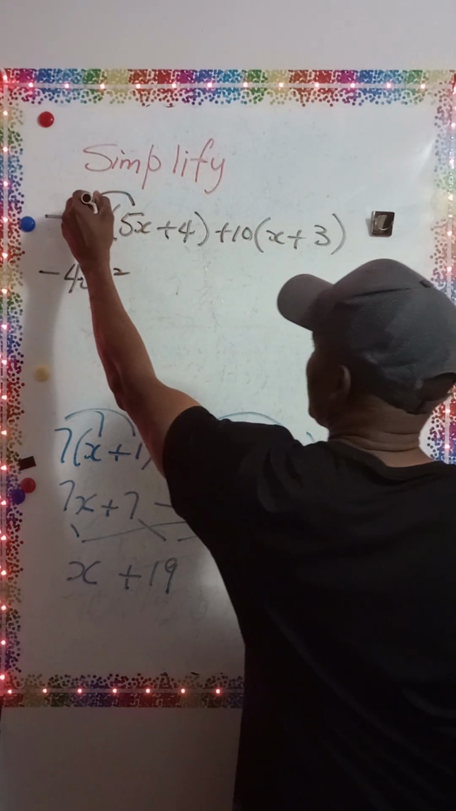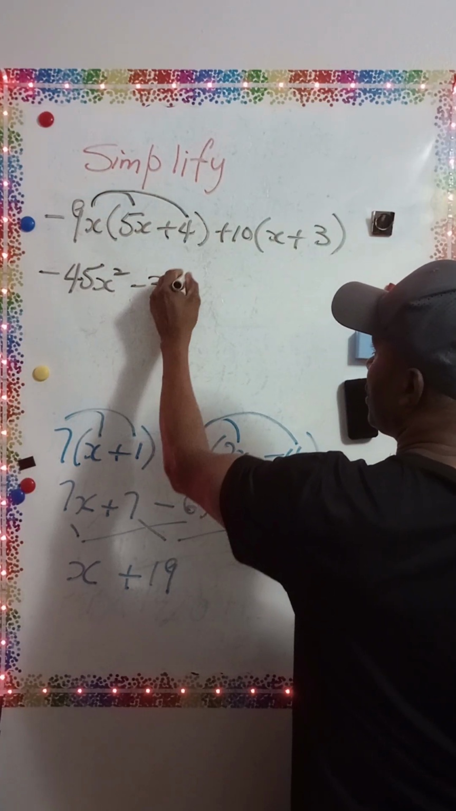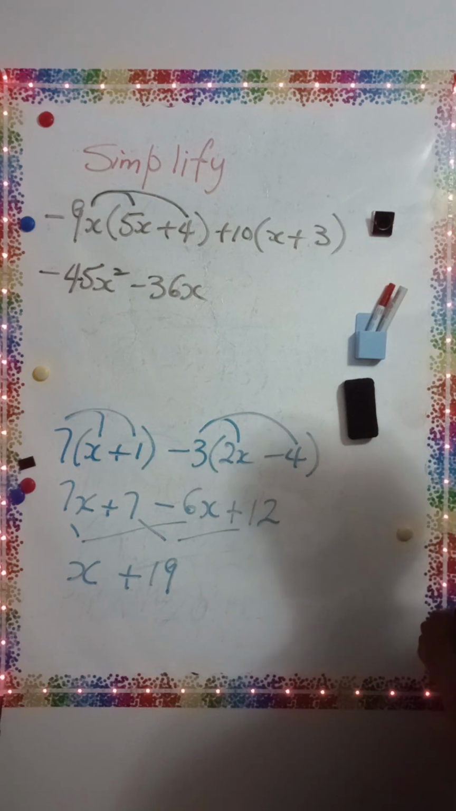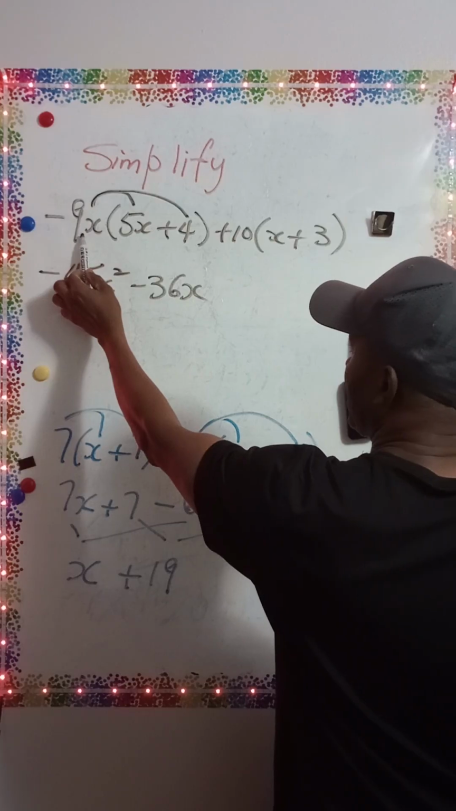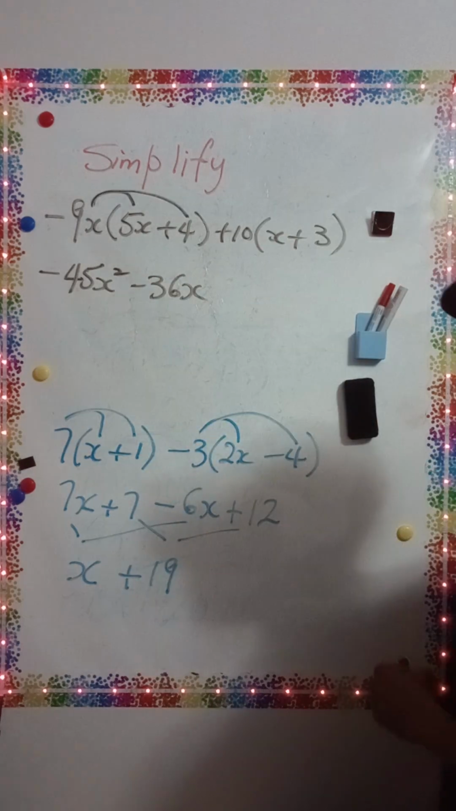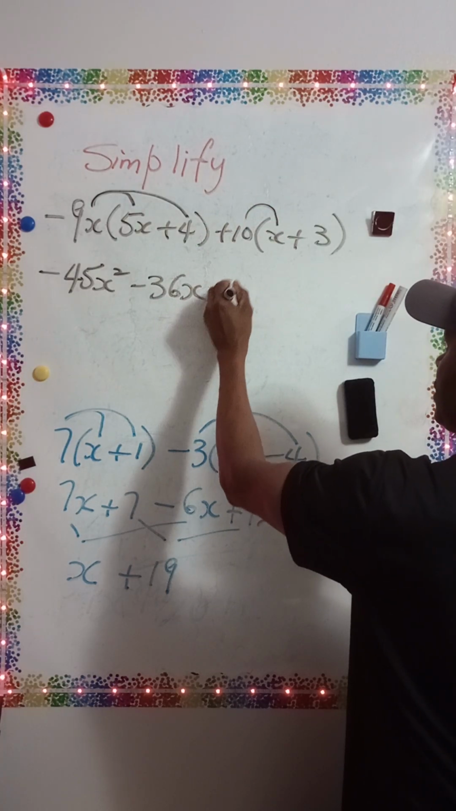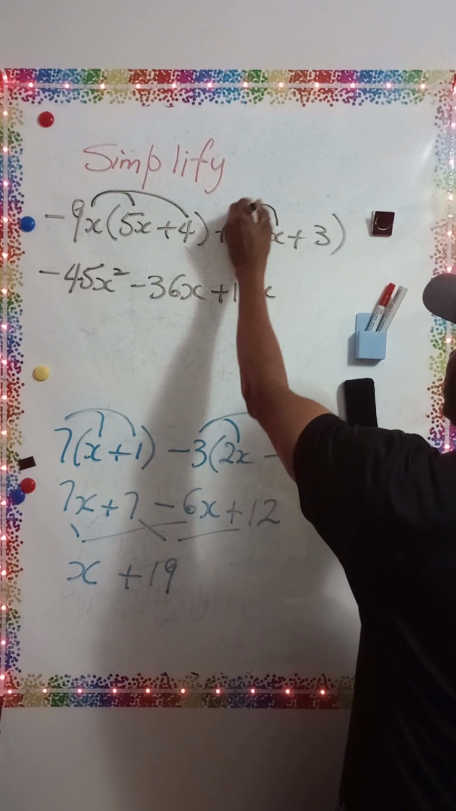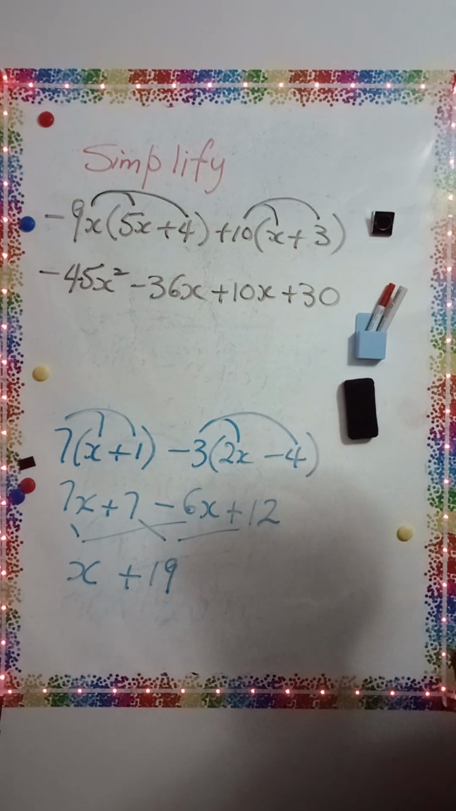And negative 9x times 4 will give us negative 36x, because a negative times a positive is a negative, and 9x times 4 is 36x. And let's go and try our 10 times table now. We're going to have 10 times x is 10x, and 10 times 3 is 30. Please note what's going on there.